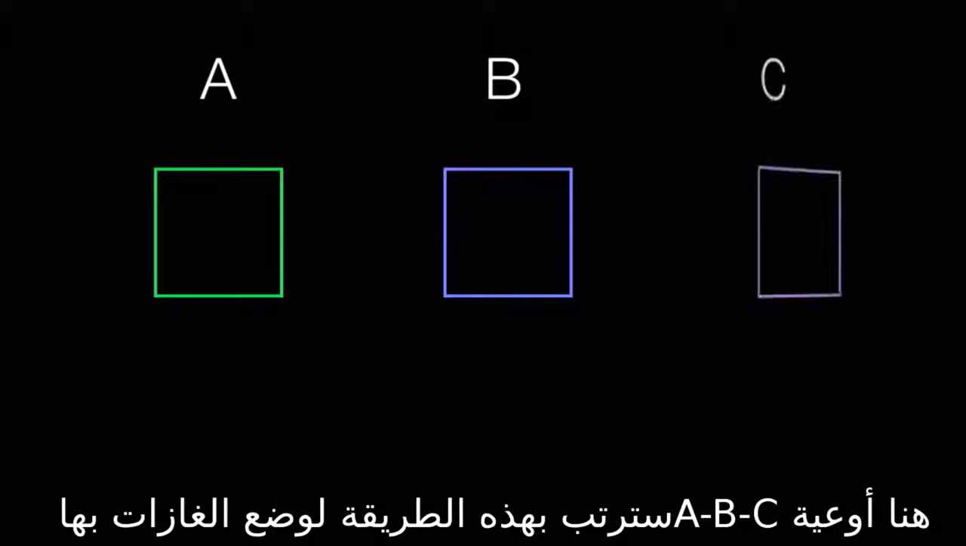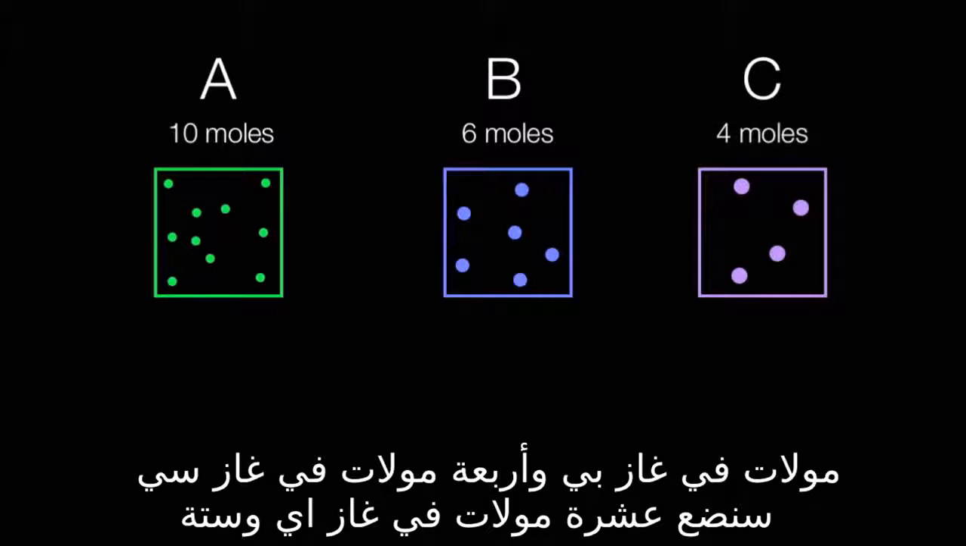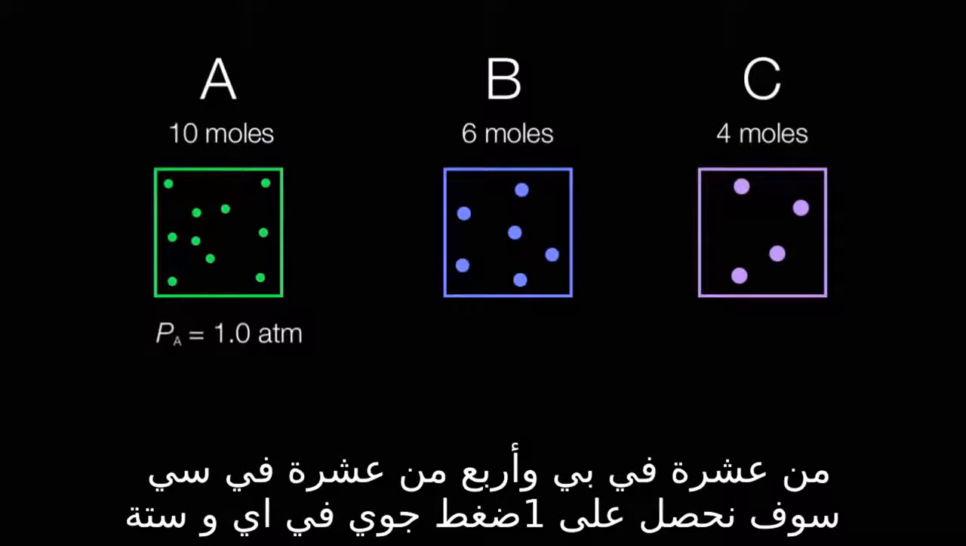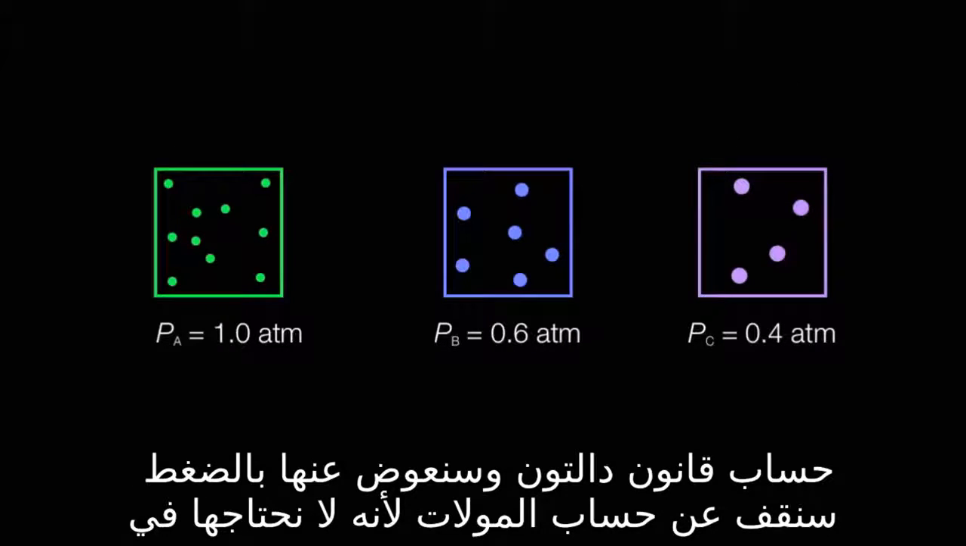So here's 3 containers. We're going to label them A, B, and C for the gases that we're going to put in them. We're going to put 10 moles of gas A. We're going to put in 6 moles of gas B and 4 moles of gas C. That's going to give us 1 atmosphere for A, 0.6 atmospheres for B, and 0.4 atmospheres for C. We're also going to quit counting in moles. We don't need moles to do Dalton's law, so we're going to just think about it in terms of pressures.